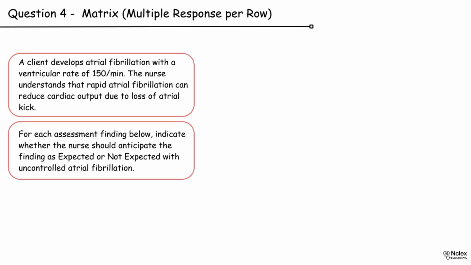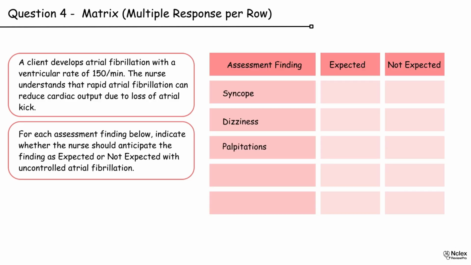For each assessment finding, determine whether it is expected or not expected with uncontrolled atrial fibrillation. Here are the findings: syncope, dizziness, palpitations, hypertension, flat neck veins. Take a moment, think about perfusion. Think about what happens when the atria are no longer contributing to ventricular filling. Pause here if you need to.